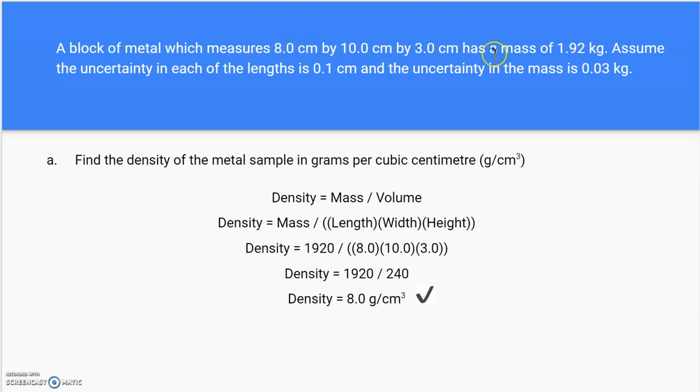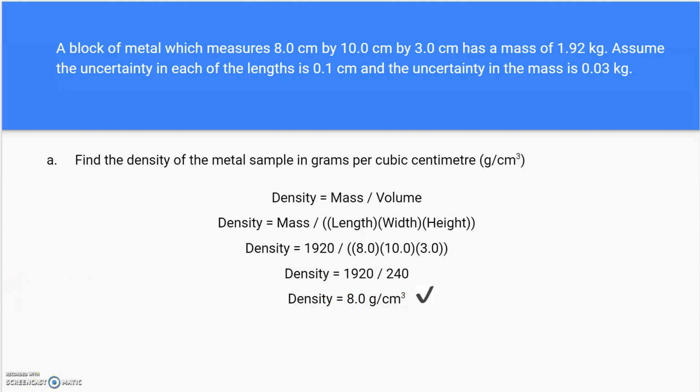We have used all those 4 values to reach our answer. So we need to take into account the significant figures of all those 4 values in order to get the significant figures that must be present in that answer. And the least number of significant figures of our 4 values is 2. The 8.0 has 2 and 3.0 has 2. So our final answer is going to be given to 2 significant figures, and that is why it is 8.0 grams per centimeters cubed, and it is not 8 or 8.00. So that will be part A.